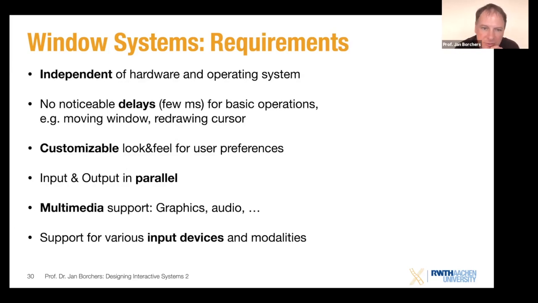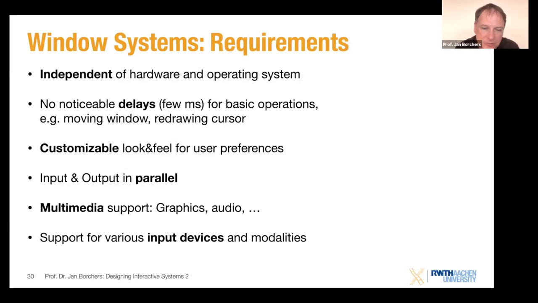First of all, I want to talk about a couple of requirements that you have when you look at a windows system. The reason for listing this is that these are things you should have on your checklist to verify whether this is important for a particular project that you're doing and whether the system that you're using supports it appropriately, or whether you need to switch maybe to a different one.